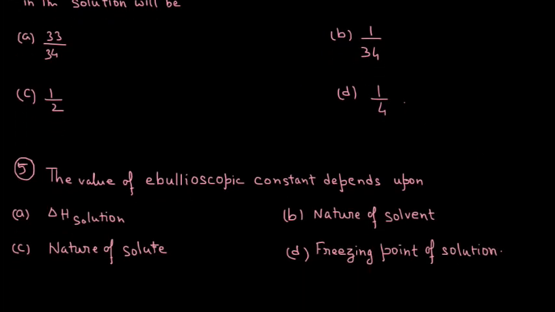Fifth question. The value of ebullioscopic constant depends upon: A, delta H solution; B, nature of the solvent; C, nature of the solute; and D, freezing point of the solution.